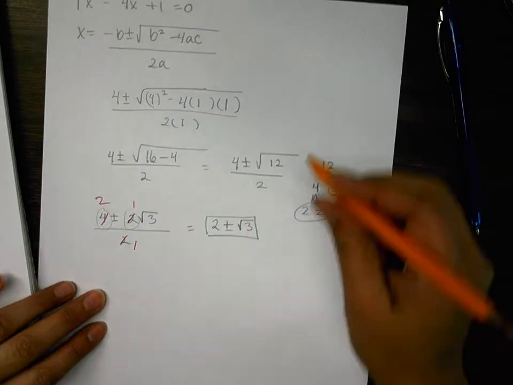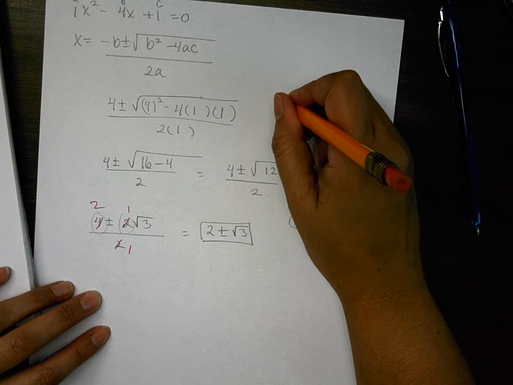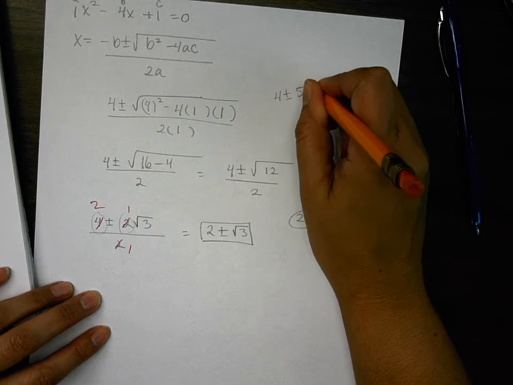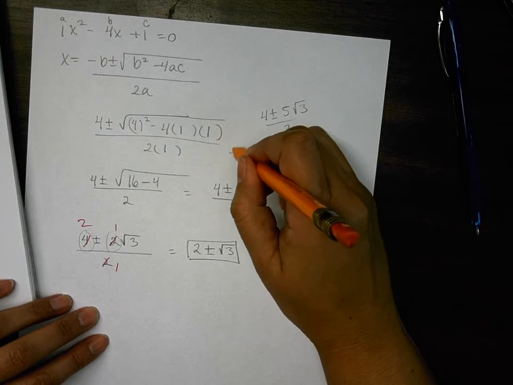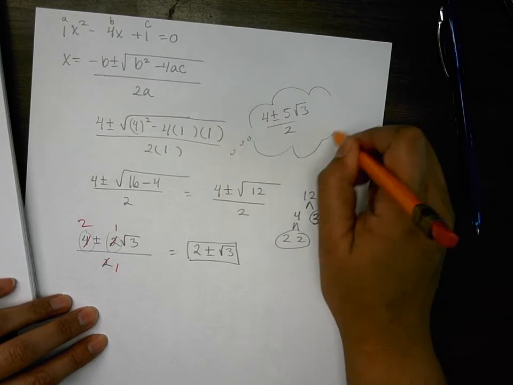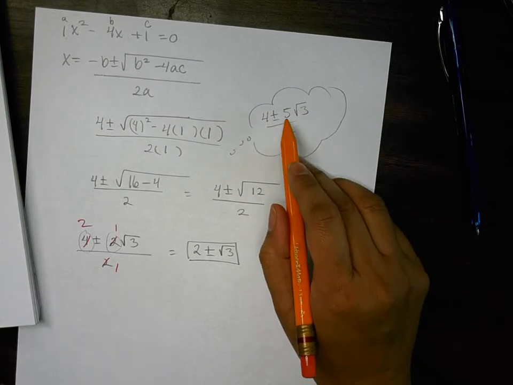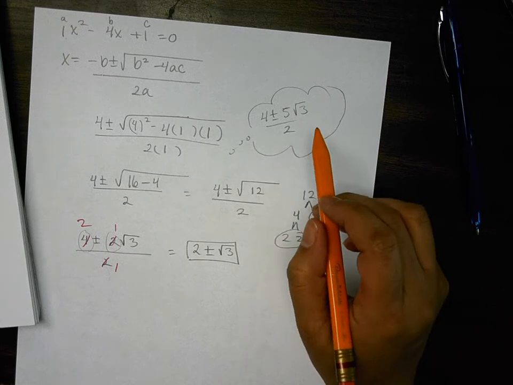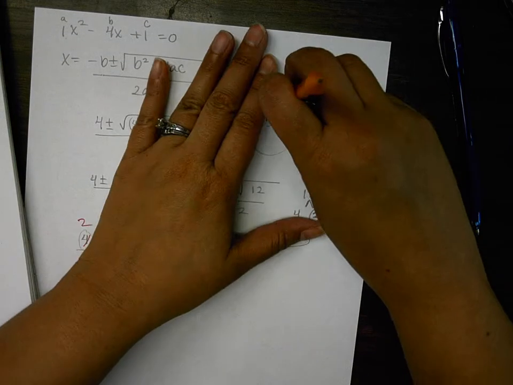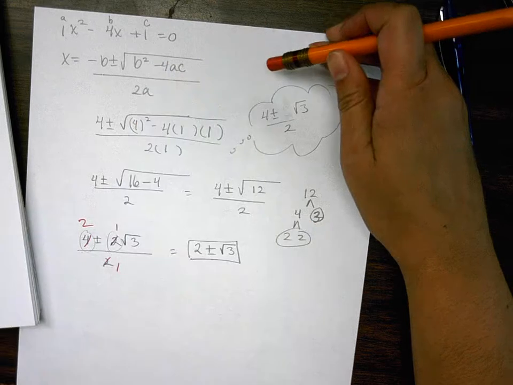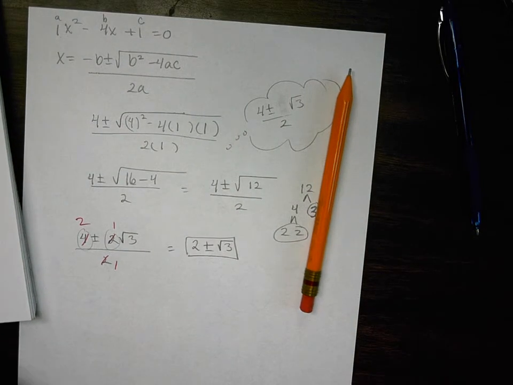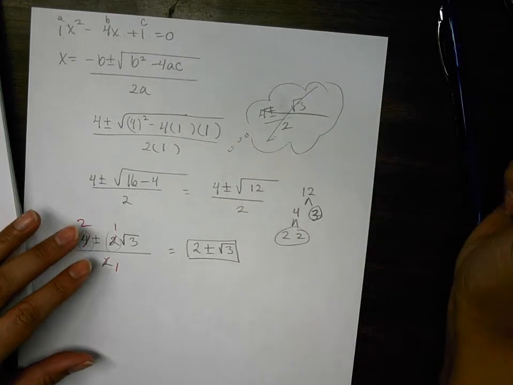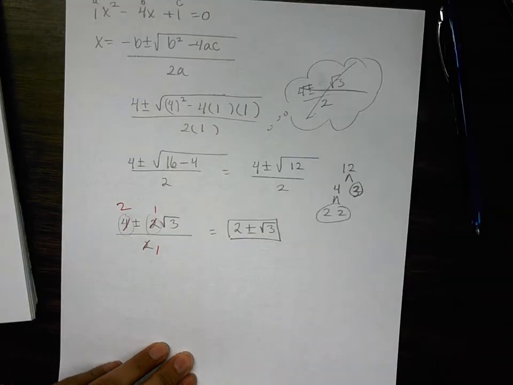Really quick side note, if it ended up like this, 4 plus or minus, let's say 5 root 3 over 2, this is just a little what if. This is not the problem. What if we ended up with this? Could I reduce the 4 and the 2? No, because it does not reduce with 5. What if there was no coefficient there and it was just a 1 root 3? Can I reduce the 4 and the 2? No. Still no. It has to be with all 3 in order for you to reduce. Make sense? All right. Questions on that method?